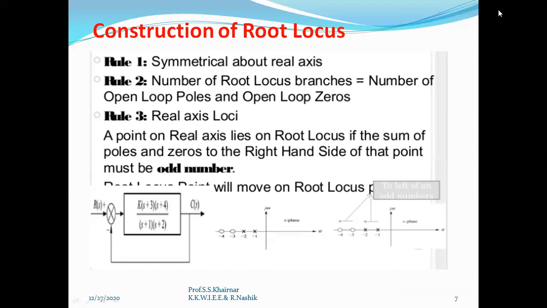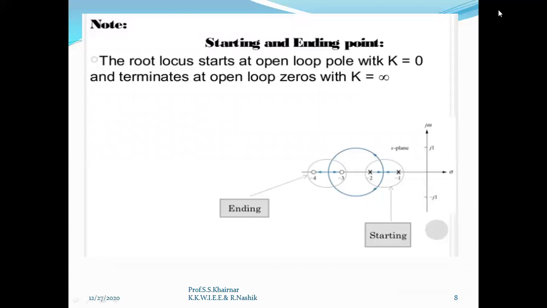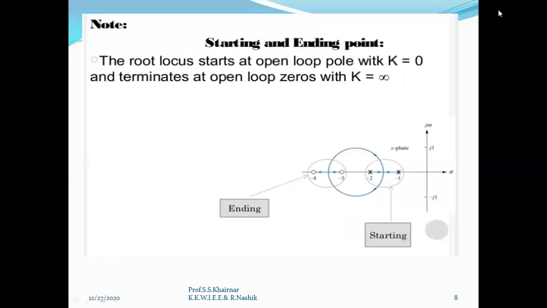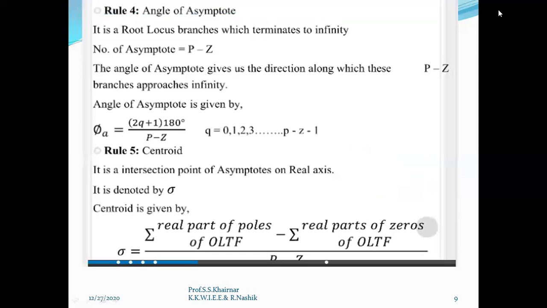Okay. So again, for that purpose, we will take one example, and by that example, we will solve whether the real axis part is lying on the root locus or not. Okay, so what are the starting and ending points? The root locus starts at open loop poles with K equal to 0, and it terminates at open loop zeros where K has value infinity. See this, these are the poles and these are the zeros. We indicate poles by cross and zeros by 0. So these are the starting points and these are the ending points.